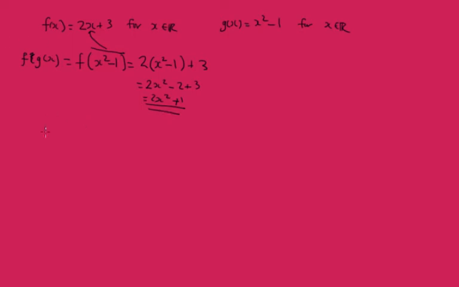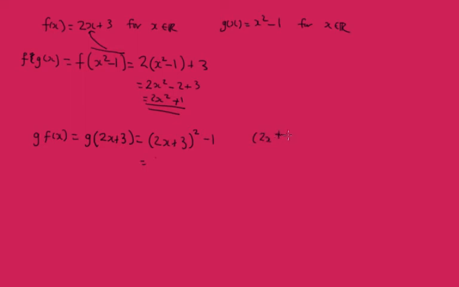So now let's do g of f of x. So we have g of f, where f is 2x plus 3. Here is what the x part is, so we're going to apply this to here. So we're going to have (2x plus 3) squared minus 1. We'll expand this. So I'll do it over here.